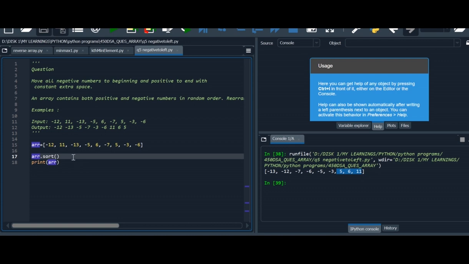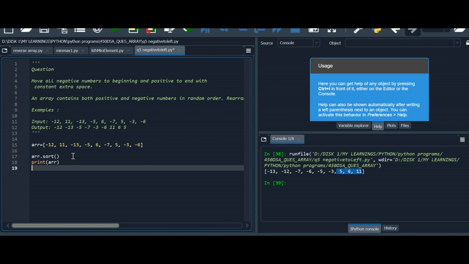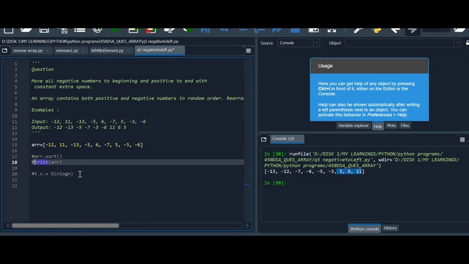We can see the time complexity here is order of n log n. Now let's move to our second method. I'll just comment this. For our second method and better time complexity, we will be using the two-pointer method. Let's move forward.